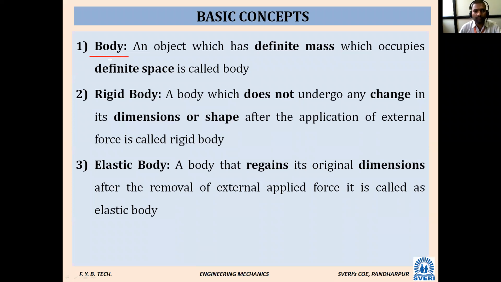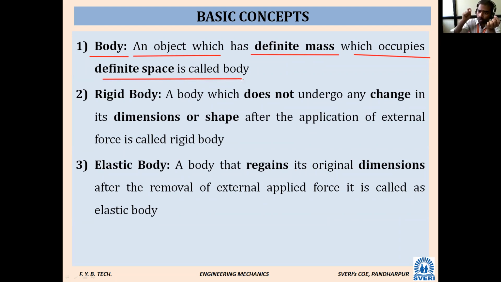So what does body mean? It is an object which has a definite mass and which occupies a definite space, and it is called a body. So this is one pen, this is a body. When it is called a body, it is an object which has a definite mass and occupies a definite space. It has some mass when you take it, and when you keep it, it occupies some space also.